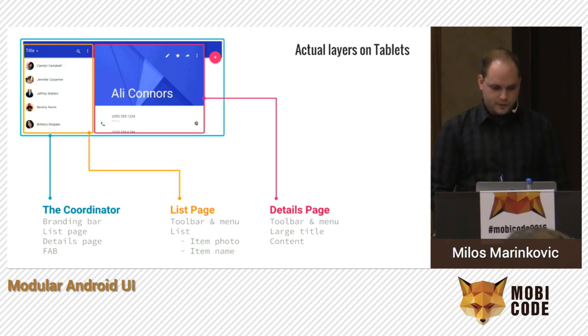And for a tablet, for example, the coordinator is the big thing. It has the blue line on top. It has the FAB.